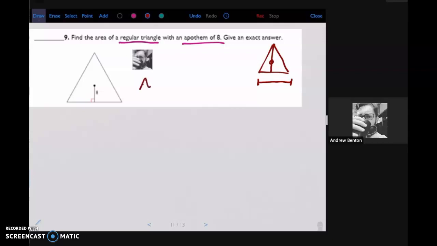So the formula we're going to use is area equals 1/2 apothem times perimeter. So I know the apothem. The apothem is going to be 8. I know that I'm going to multiply by 1/2. So what I need is the perimeter.